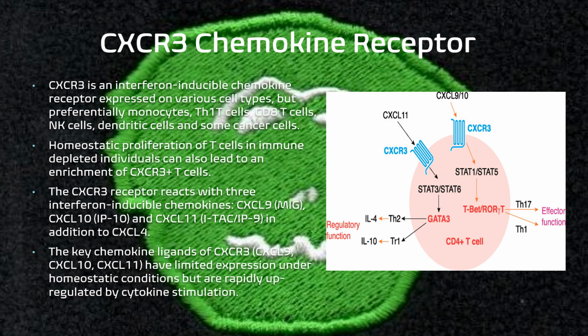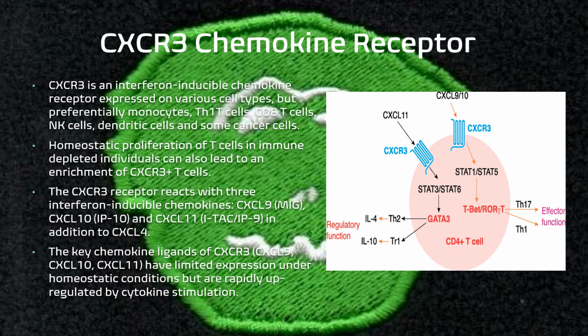The CXCR3 receptor reacts with three interferon inducible chemokines. So the chemokines where CXCR3 has interplay with or interacts with include CXCL9, which can be referred to as MIG, CXCL10, which can be referred to as IP10, and CXCL11, which can be referred to as ITAC or IP9.